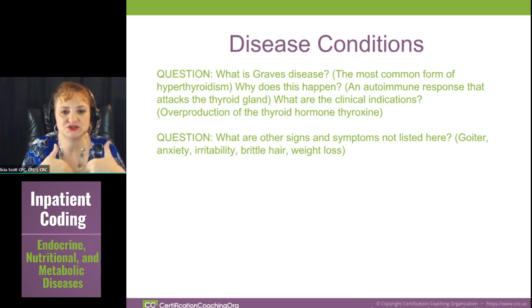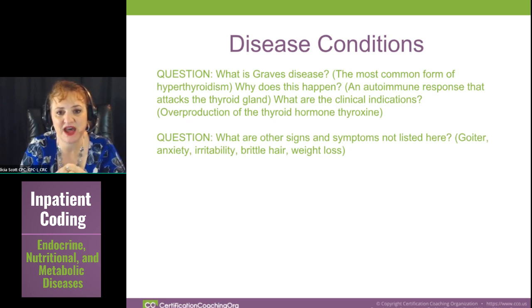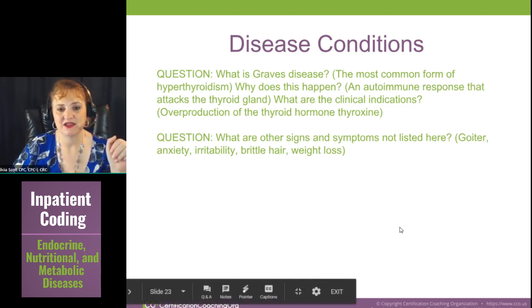Graves' disease, just tripping back, some of these questions, know what Graves' disease is. It is actually the most common type of hyperthyroidism. It's an autoimmune response, and it affects the thyroid gland. What happens? We have an overproduction of thyroxine. They can test this with a blood test. Other signs and symptoms will be a goiter develops, anxiety, irritability, brittle hair, and weight loss is very common.